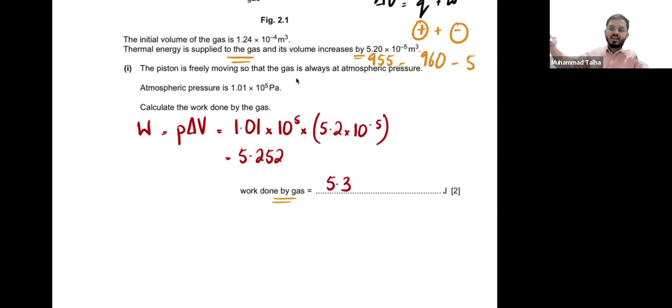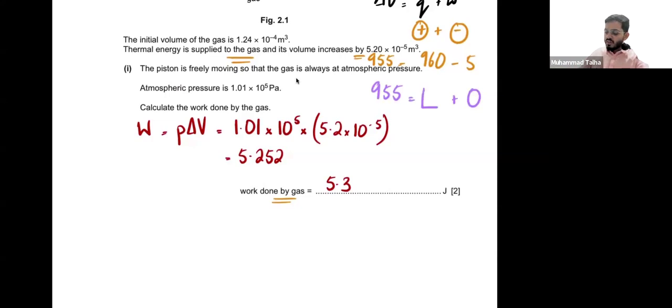Now again, we want the internal energy to go up by 955. That's still what we want. But this time the piston is fixed. So because there is no delta V here, work done is zero. So this means that the work done term is zero, right?